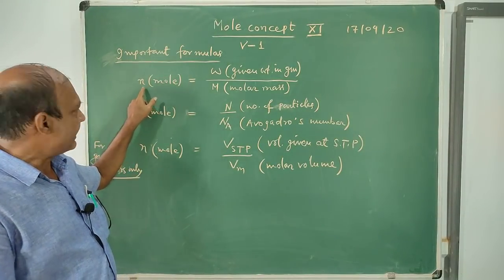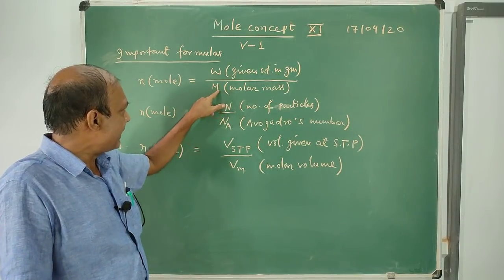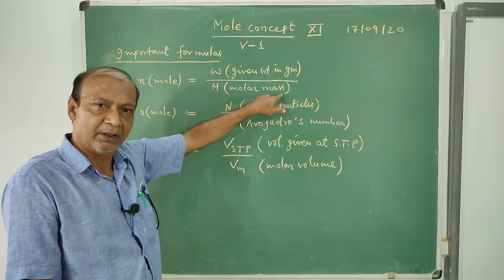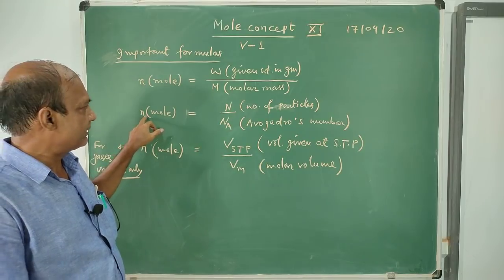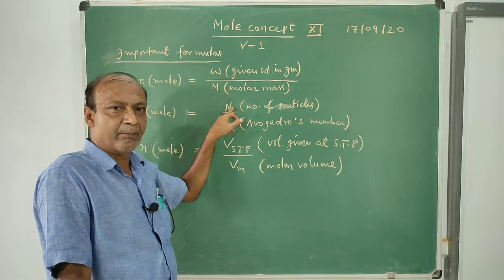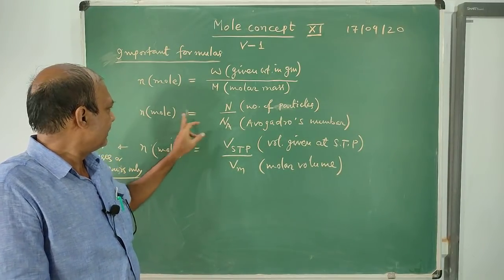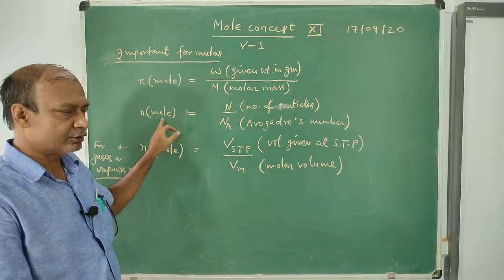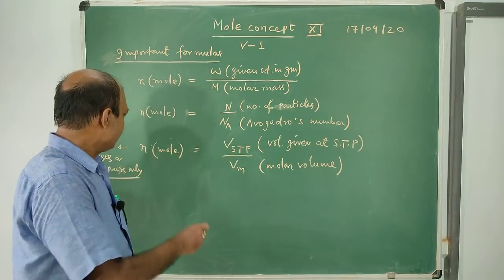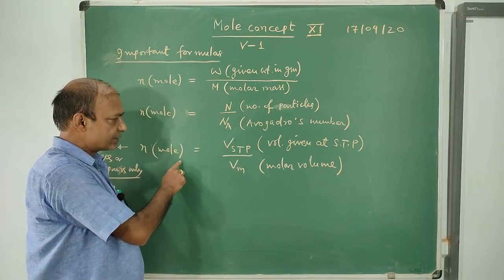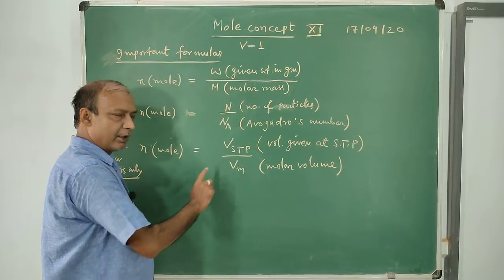The first one: n denotes moles, W denotes given weight in gram, M denotes molar mass of the substance. Another is n, number of moles, equal to the number of particles given divided by Avogadro's number. You can get the number of moles from this also. Thirdly, for gases: number of moles of a gas is equal to the volume of the gas given at STP divided by molar volume.